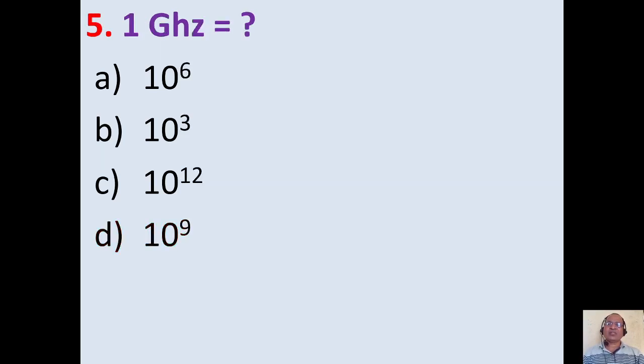1 gigahertz. Giga, again, stands for 10 raised to 9. So option D is the correct one here. 1 millimeter is equal to how much meter? As we have seen, milli stands for 10 raised to minus 3. So 1 millimeter is equal to 10 raised to minus 3 meter. So option B is correct.